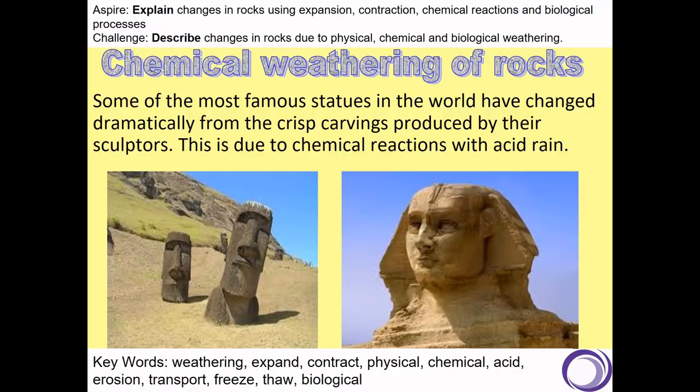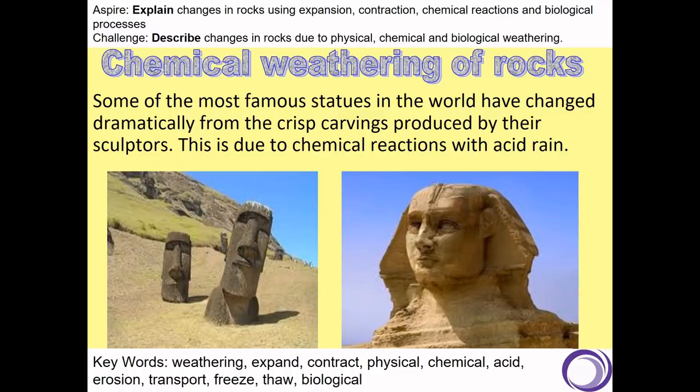And as you walk around your towns and villages, I'm sure if you look up at the buildings and the statues around you, you will see similar examples to what I'm putting up on the screen now. So some of the most famous statues in the world have changed dramatically from those crisp carvings produced by their sculptors. And this is often due to chemical reactions with acid rain.